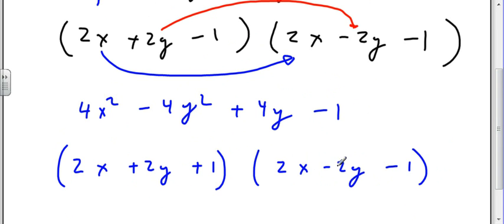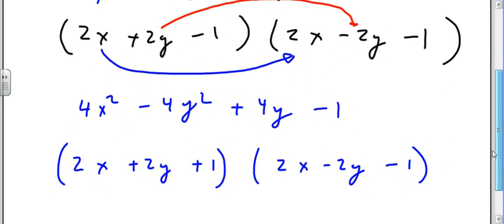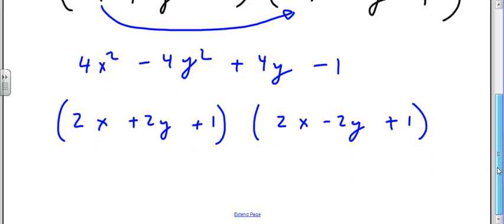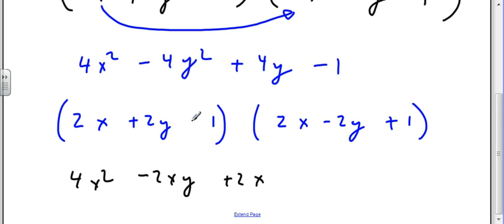But I still have a problem with 4. I still need 4y. Okay, so I'm going to put the minus sign over here and the plus sign over there. See if that works. Now, if I do that, I end up with 4x squared minus 2xy plus 2x. I need a minus term someplace. Where do I need it? Right there? Yeah. You said you were going to switch it.